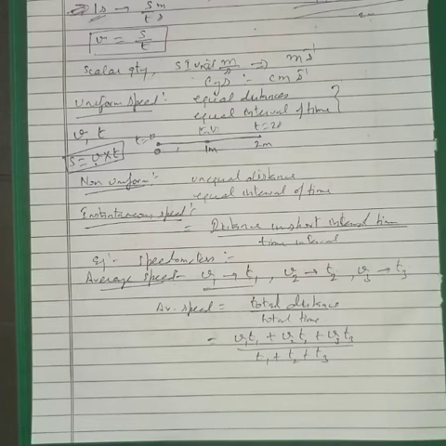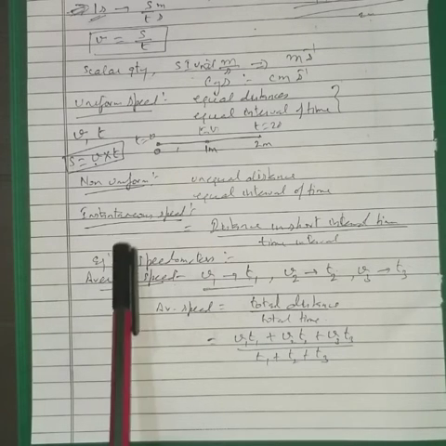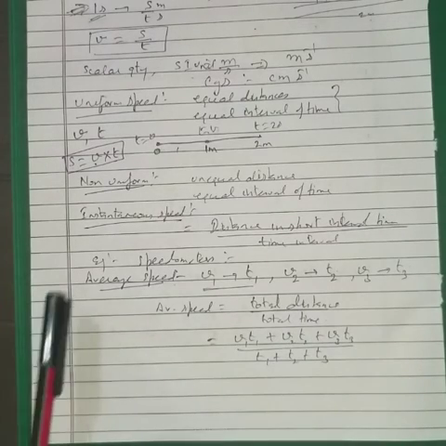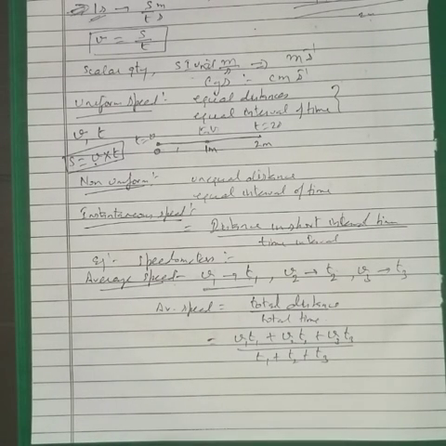And if somebody is moving with uniform speed, then the instantaneous speed, average speed, and the uniform speed will all be equal.